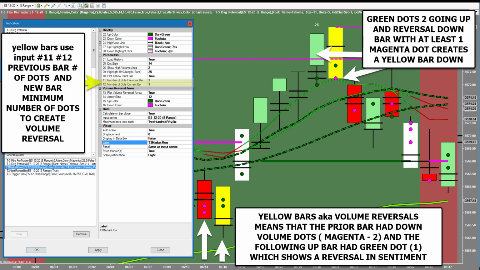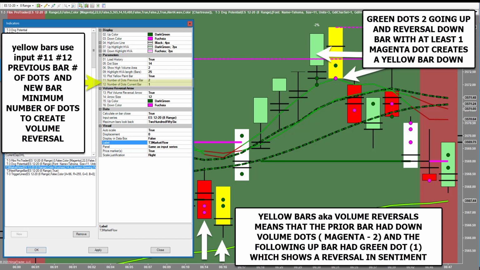The yellow bar pattern shows a reversal in volume. The requirement for the yellow bar is multiple magenta or green dots on the high or low bar. That bar is then followed by a reversal bar in the opposite direction. That bar must contain at least one dot going the other way. Yellow reversals may be used as an entry signal when the trading plan rules are true.